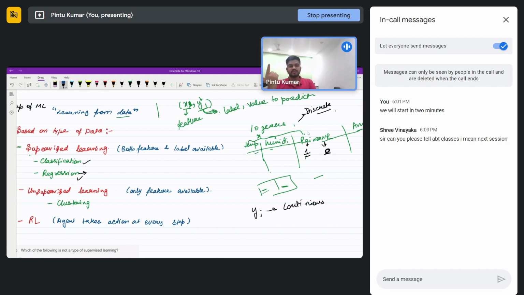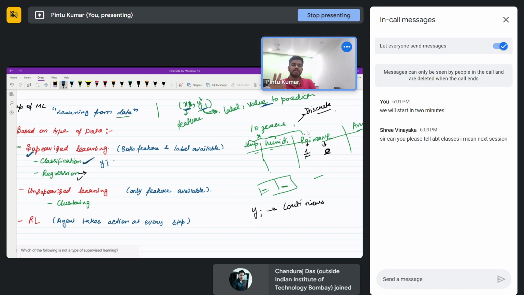So again, a very small recap. Supervised learning is something in which you have x as well as the associated label or the value that you want to predict available with you, and that can be divided into two classes. One is classification, where your y is a discrete value, for example 0, 1, 2. And in regression, your y's are a continuous value.